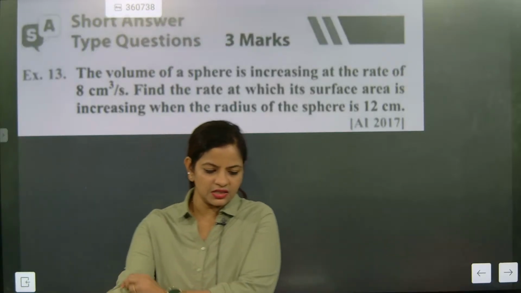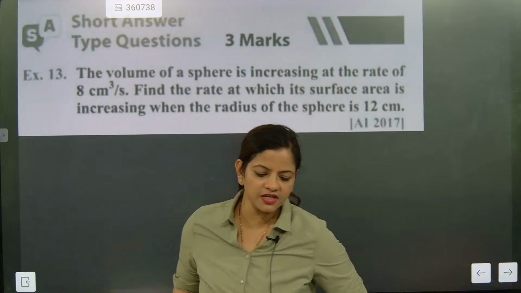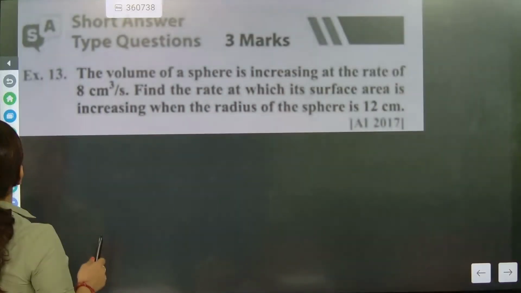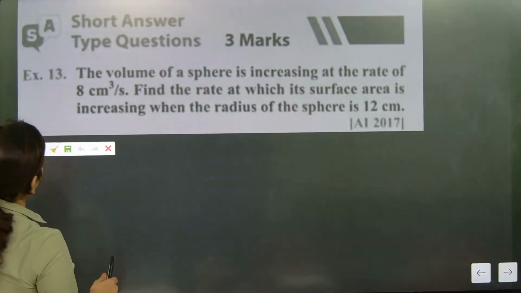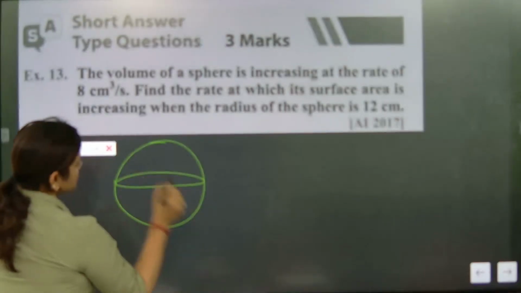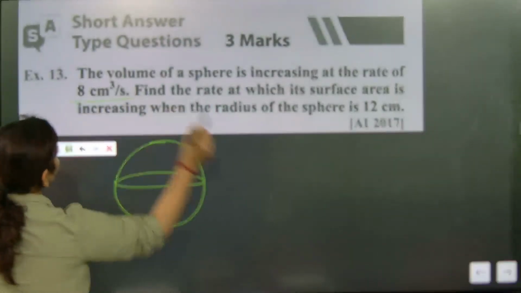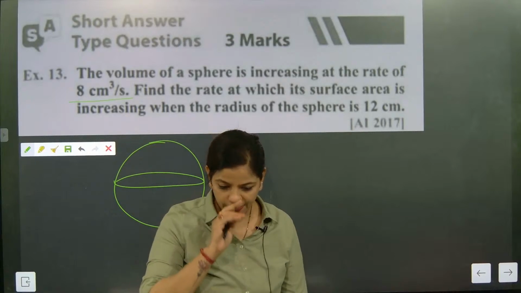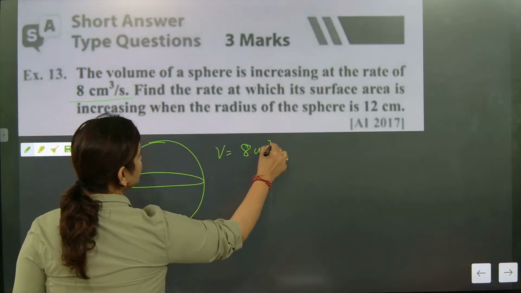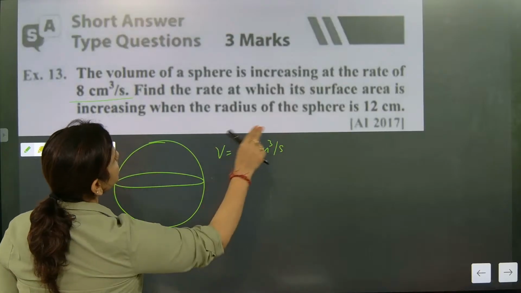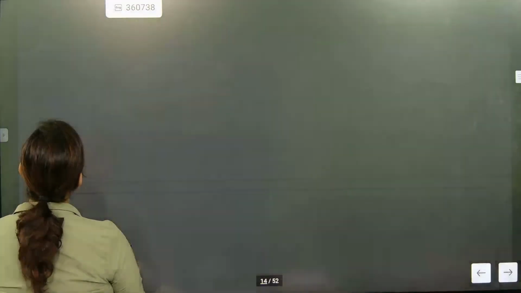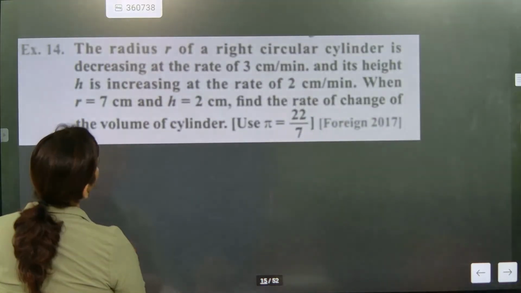I started the class. The volume of a sphere is increasing at a rate of 8 centimeter cube per second. Now look here, this is a sphere and the sphere volume is increasing. The rate of increase of volume is 8 cubic centimeter per second. This is the rate. Find the rate at which the surface area is increasing. This question we have already solved. We will go for the next question.